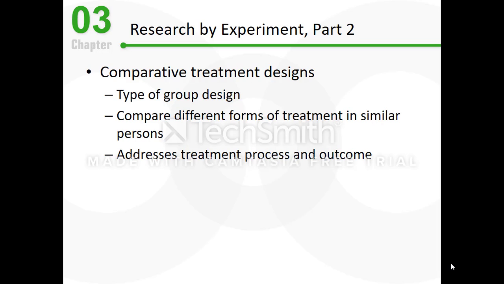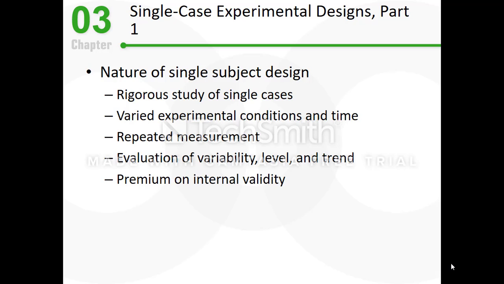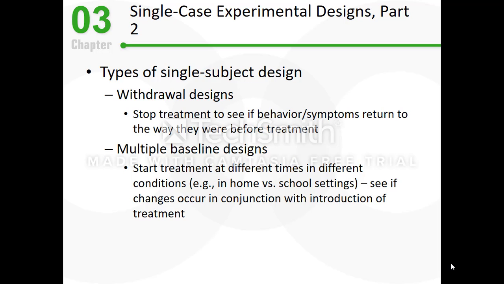All right. We can do comparative treatment designs. In other words, a type of group design where we can compare treatment in similar persons and then look at what the process and the outcome have been like. Single subject designs do have strengths. It's a rigorous study of single cases. It varies experimental conditions, time, there are repeated measures. There's an evaluation of variability, level, and trend, and it has pretty good internal validity. So what are they? Withdrawal designs, multiple baseline designs.